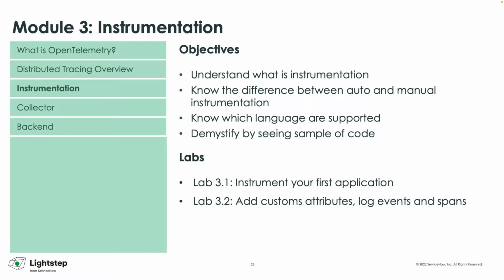The objective of this module is to understand what instrumentation is, and to know the difference between auto-instrumentation and manual instrumentation. We will see the list of languages that are supported, and we will introduce some sample code in order to demystify the subject and show by example. You will also have 2 labs in order to practice the instrumentation of a Node.js application. But first, let's start with what instrumentation is exactly.